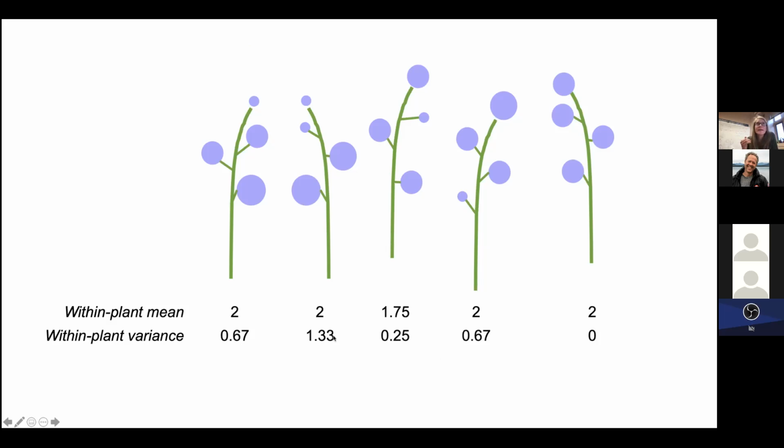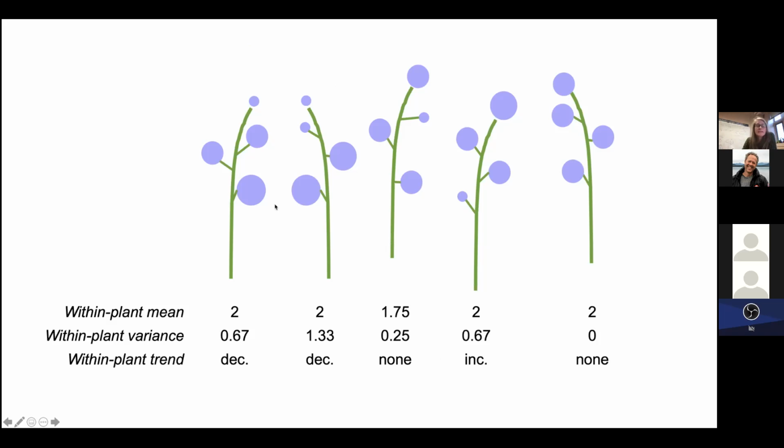So it could be that maybe it's not the average flower size that an individual produces that affects its fitness, but maybe it's how variable the individual's flower size is. Maybe there's some advantage to having a lot of variation in flower size within the individual, or a disadvantage.